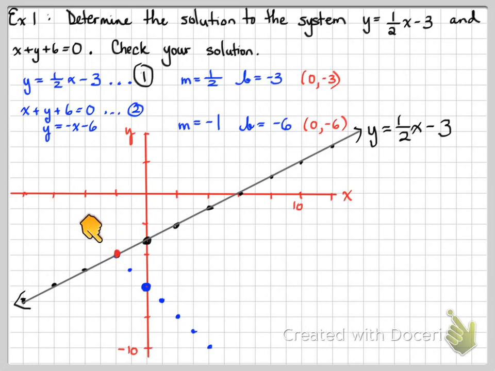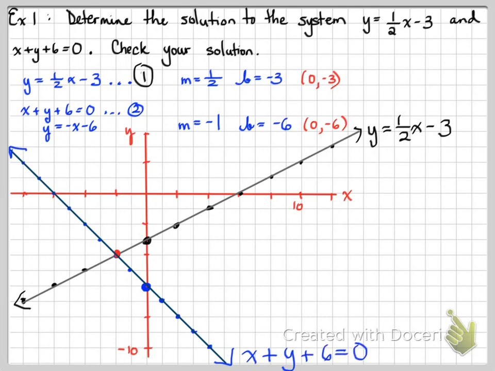But we need to continue our blue line in the meantime, and we continue it by putting all these dots here, folks, and we can see that we have arrows at the end of it, and this is our blue line, which has the equation x plus y plus 6 equals 0. That's the original equation, so that's the equation we write it with.